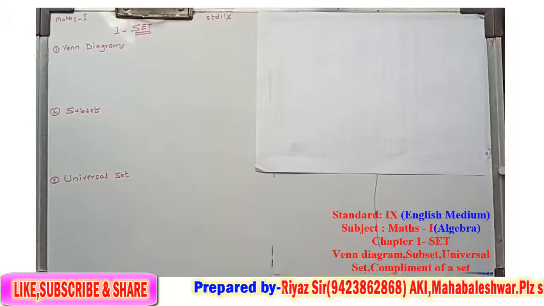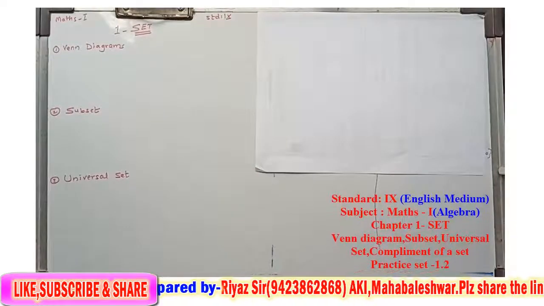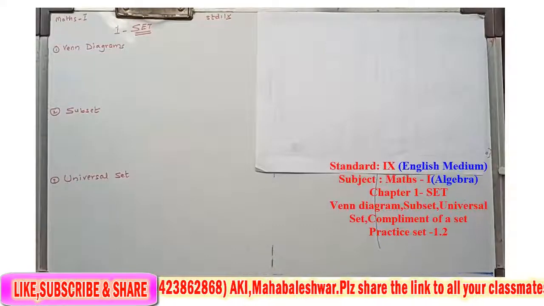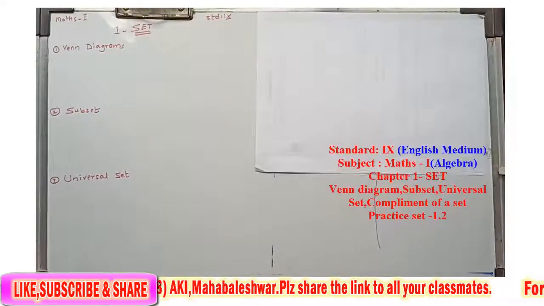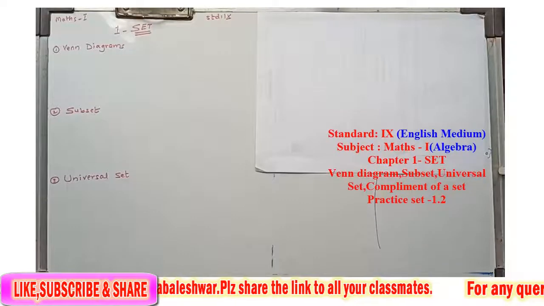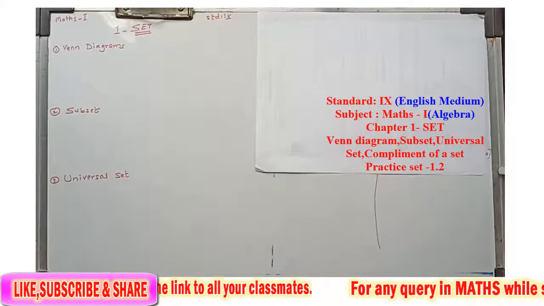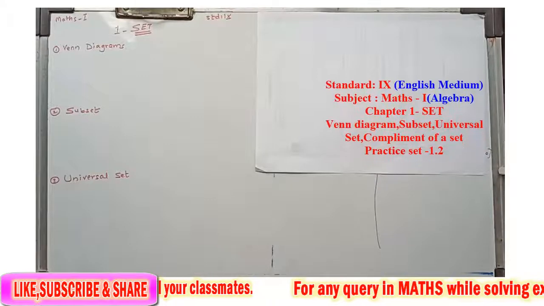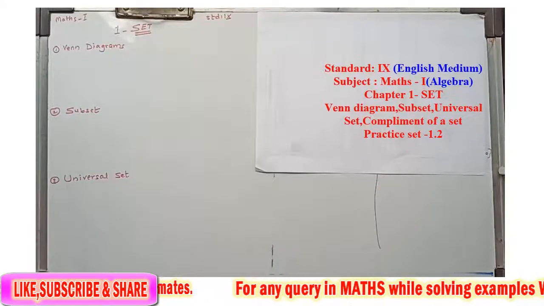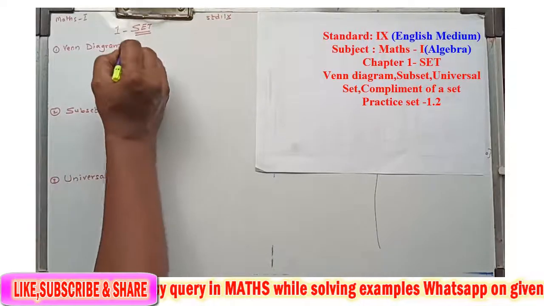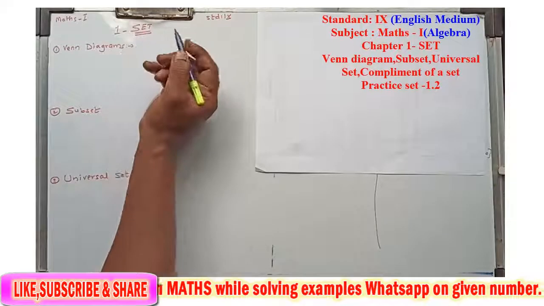The first definition is Venn diagram. A Venn diagram is nothing but the diagrams which are used to represent a set. Such diagrams are called Venn diagrams.